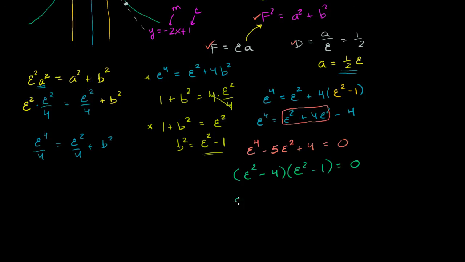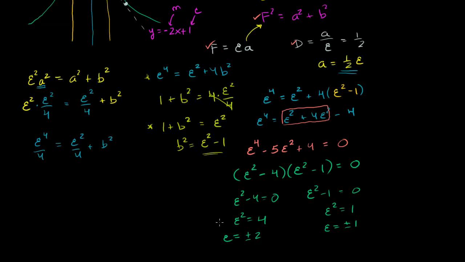So you have epsilon squared minus 4 is equal to 0, and epsilon squared minus 1 is equal to 0. This one is epsilon squared is equal to positive 4. This one is epsilon squared is equal to 1. If we were to just solve this and not think about what eccentricity is trying to tell us, we would get plus or minus 2 here for the eccentricity, and we would get eccentricity is equal to plus or minus 1 here.